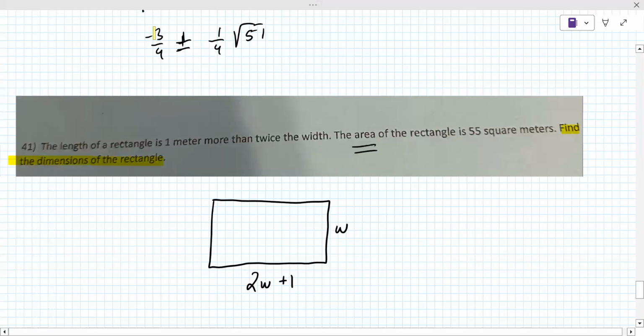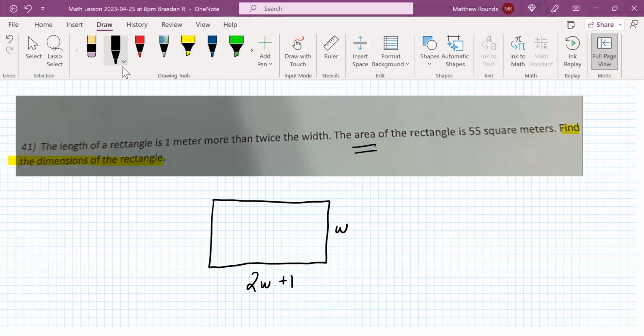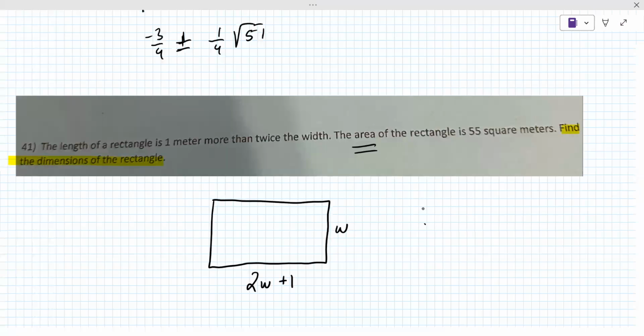The dimensions of the rectangle. So do I have to plug in W? Yes, you cannot say W is 5 and expect to get full credit. You have to say the width is 5 and the length is 11, and you need units.